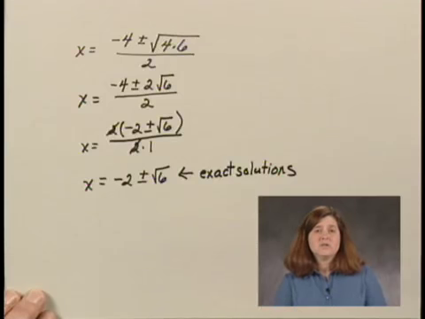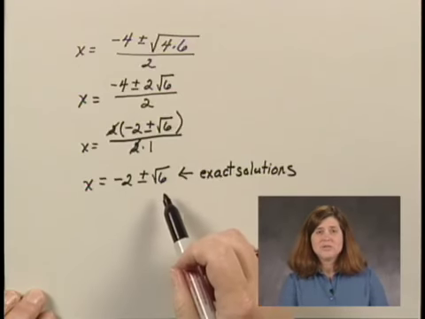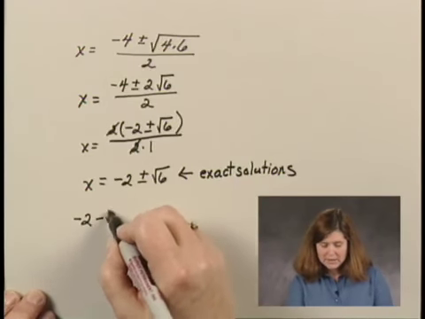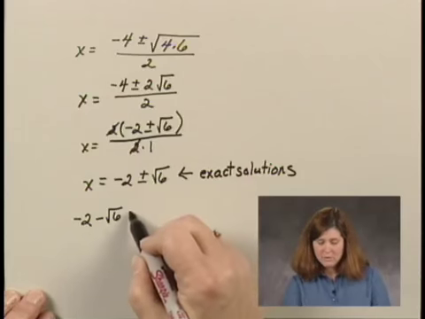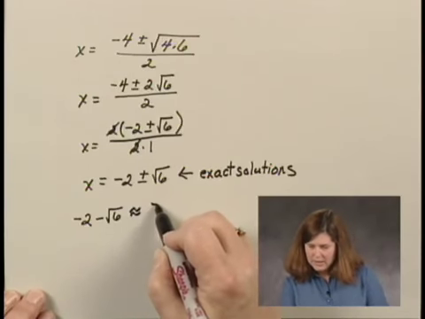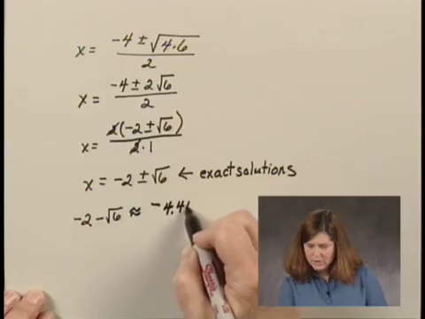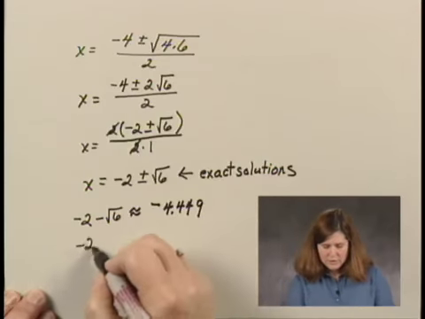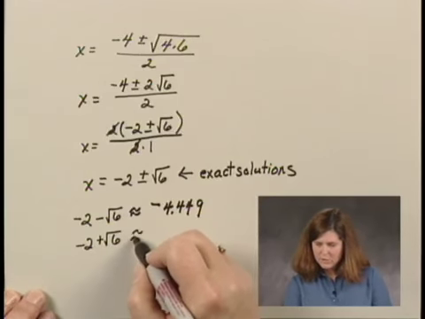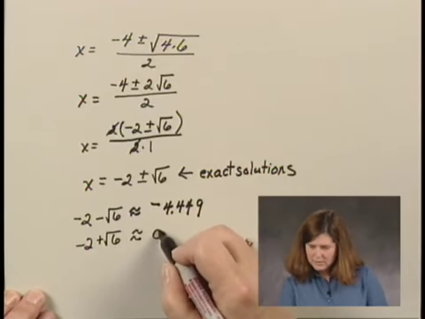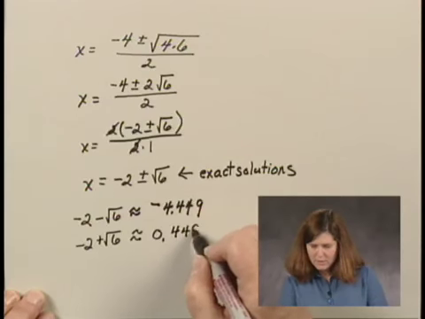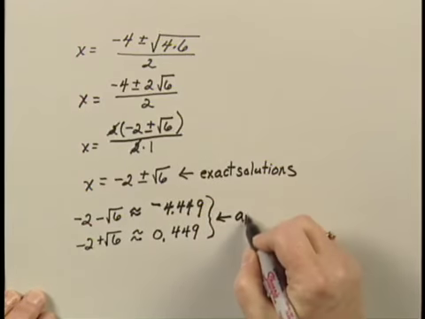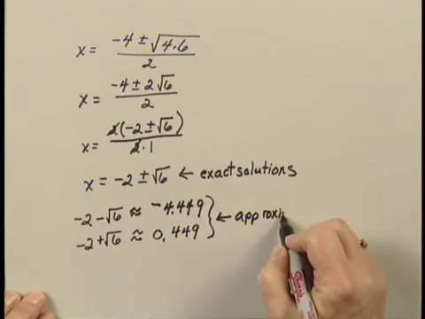The approximate solutions are found by approximating the square root of 6 using a calculator. For negative 2 minus the square root of 6, using a calculator, we would approximate that to be negative 4.449. Negative 2 plus the square root of 6, we approximate to be 0.449. And these are the approximate solutions that were requested.